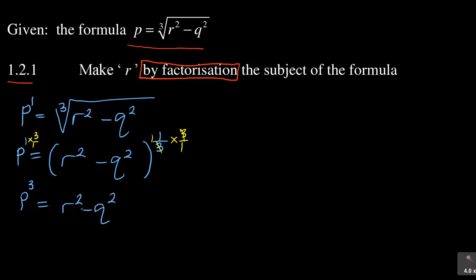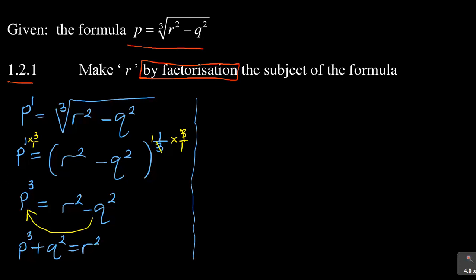I think you can see how we managed to remove the root, which is the cube root. After that, when you have managed to separate that, you are able then to take the minus q to join the p. Remember, your focus is r, so you're going to have your p cubed. The negative q will become the plus q squared is equal to r squared.